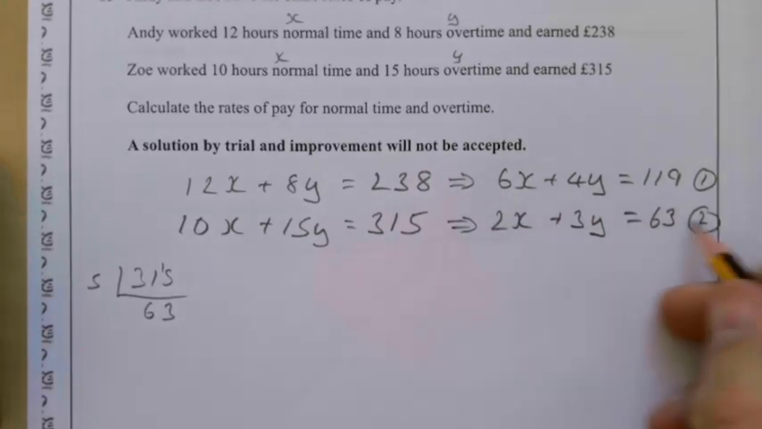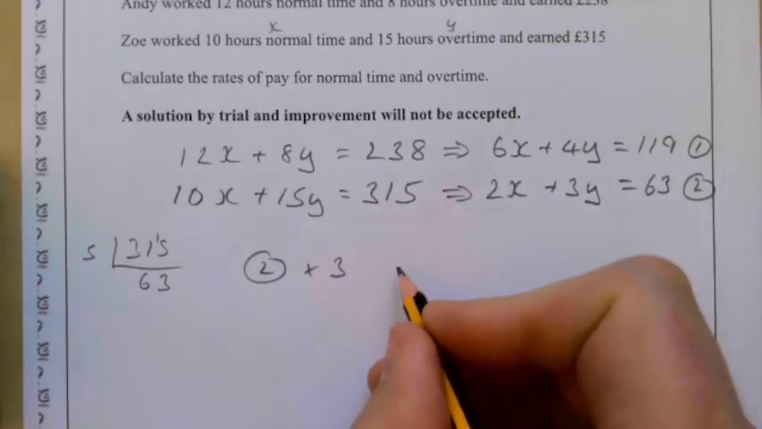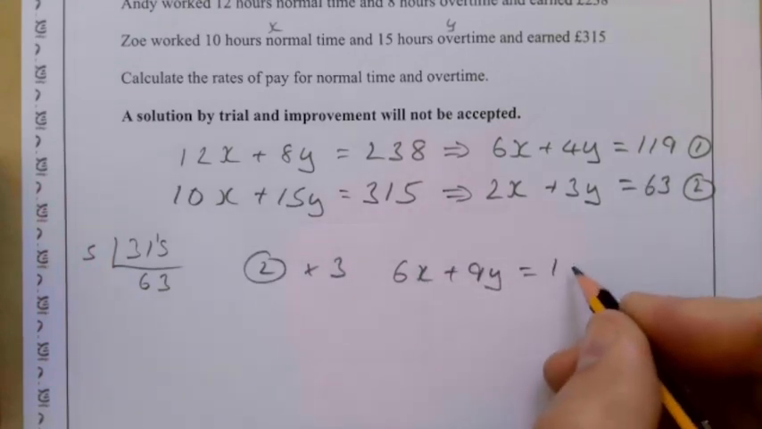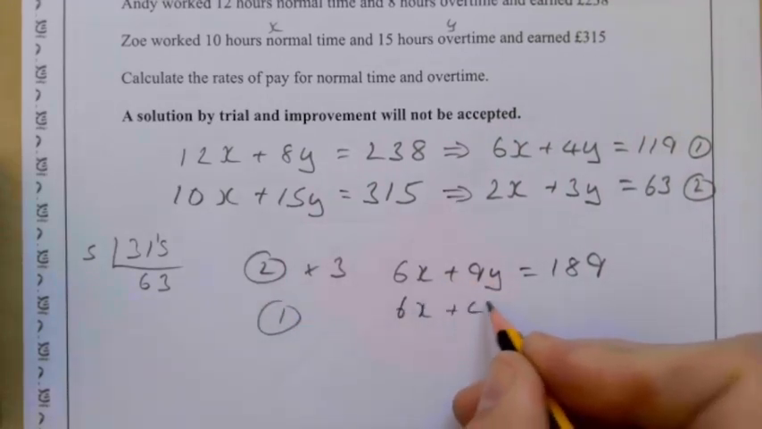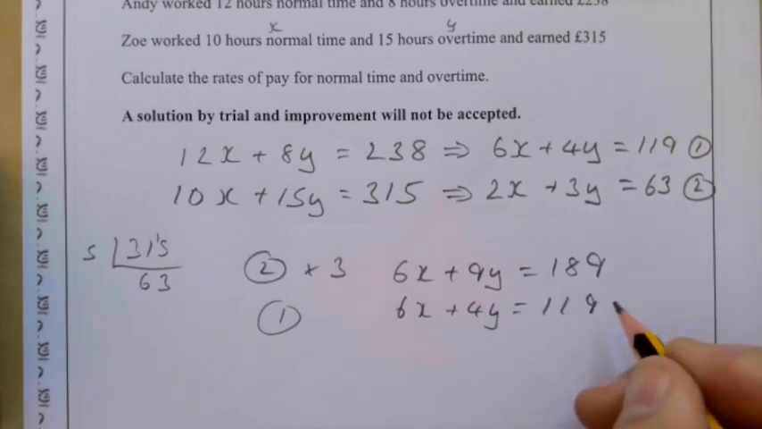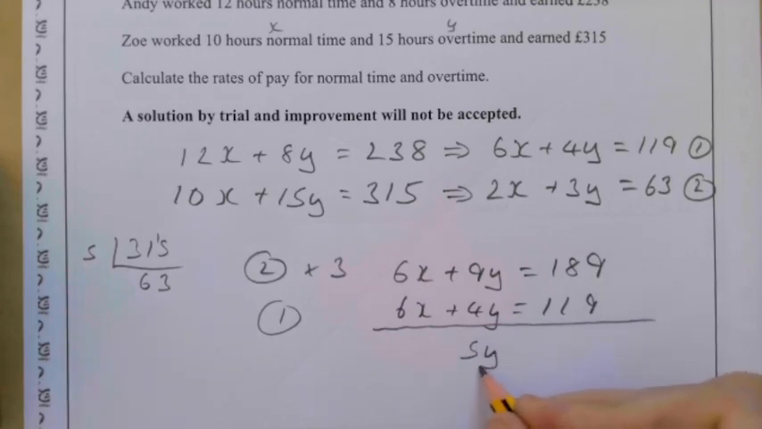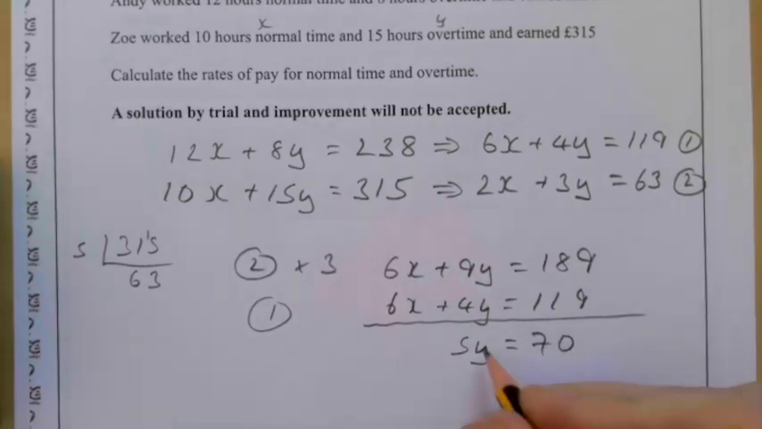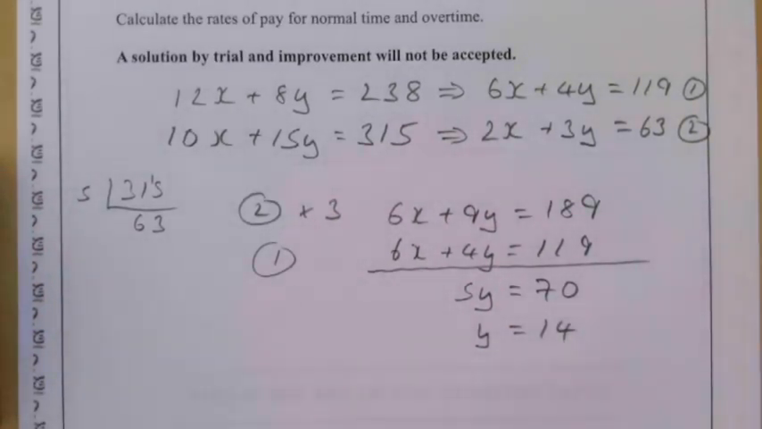So I'm going to times this one here by 3. 2 times 3 gives me 6x plus 9y, and 63 times 3 then is 189. My equation 1 is 6x plus 4y is 119. Subtracting these, then I get 5y is equal to 70, and dividing then by 5, I get y is 14.